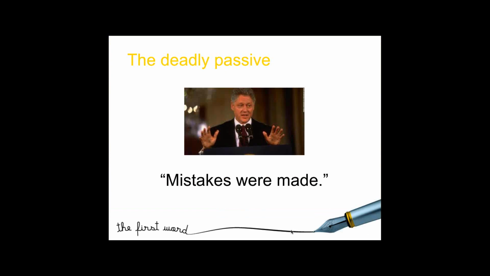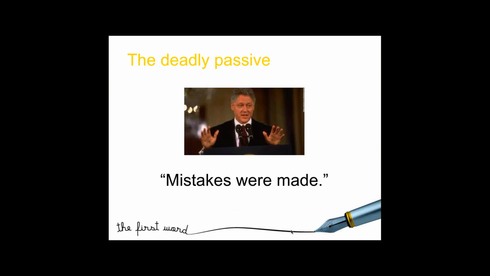So what we want to avoid is the passive. I'm sure some of you know what passive language is. Politicians love the passive. Why? Because it gets them out of trouble. It means they don't have to take responsibility for things they've done. And here we've got Bill Clinton, hands in the air, saying mistakes were made. This is what Bill Clinton said when he was caught doing something he shouldn't with Monica Lewinsky. And I'll leave it there. You probably know what I'm referring to.